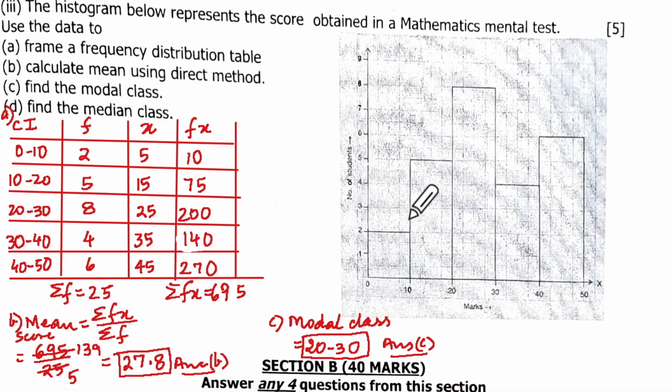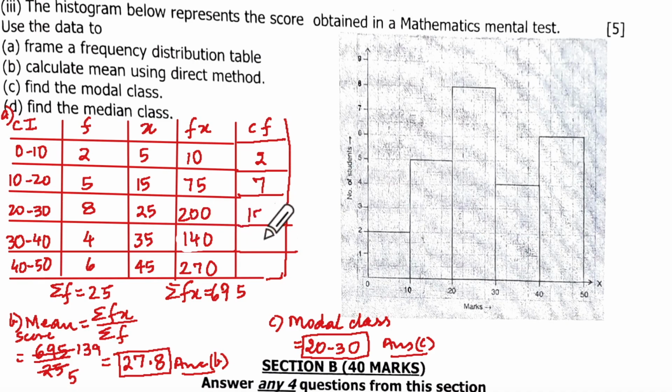Then we have the median class. Now for median class we need the cumulative frequency also. So we already have frequency here. I'll make one column here for cumulative frequency. This is 2, 2 and 5, 7, 7 and 8, 15, 15 and 4, 19, 19 and 6 is 25. Okay, so for the D part, you'll have to find the median.